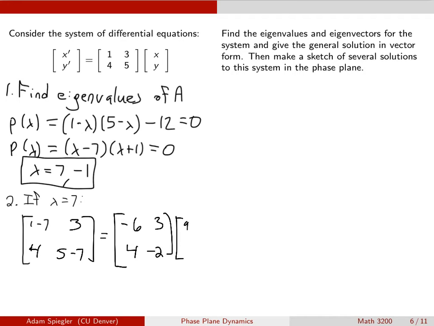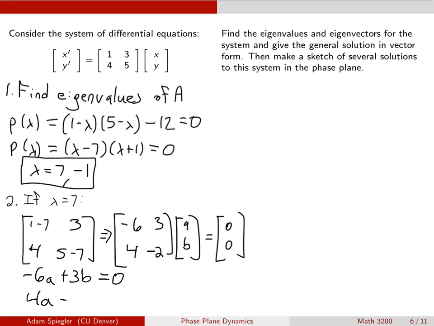And now what I want to figure out is what's a vector (a, b), so that when I multiply this matrix by that vector, I wind up with the 0 vector on the right side. That gives me a system of two equations. I've got minus 6a plus 3b is equal to 0, and then I've got 4a minus 2b is equal to 0. And notice these two equations are redundant. They're basically the same. They're just a constant multiple of each other.